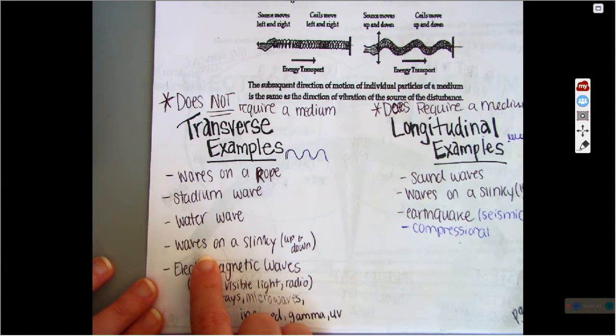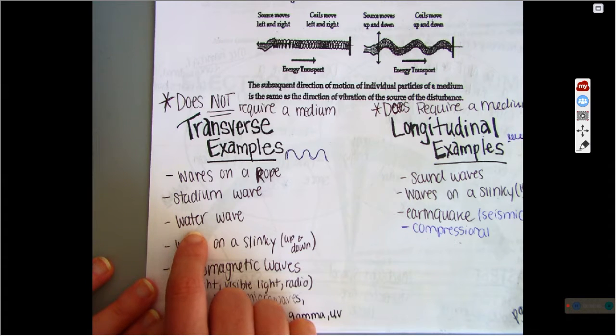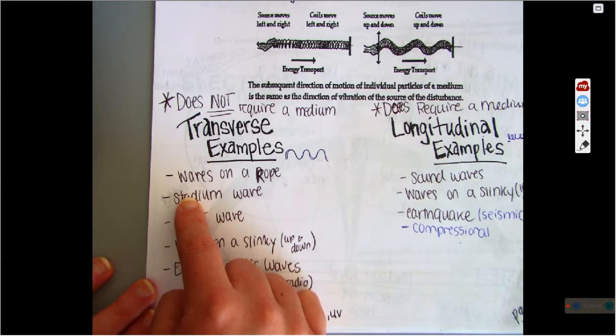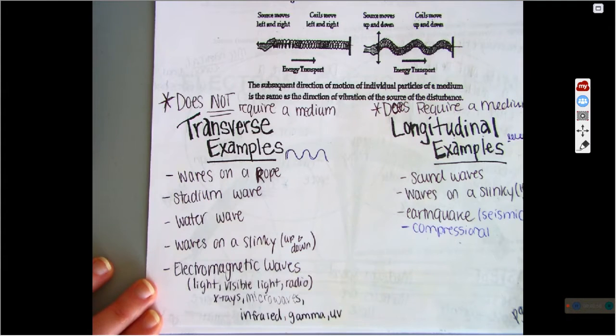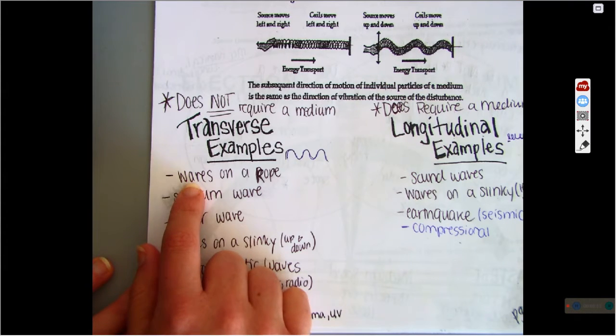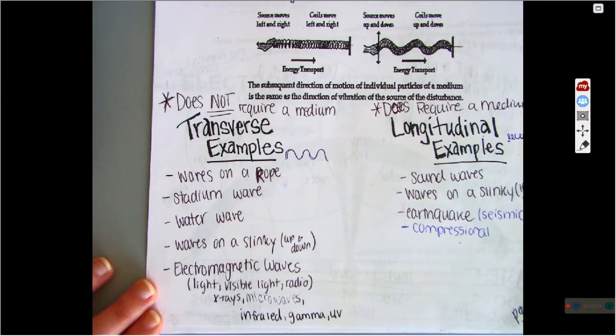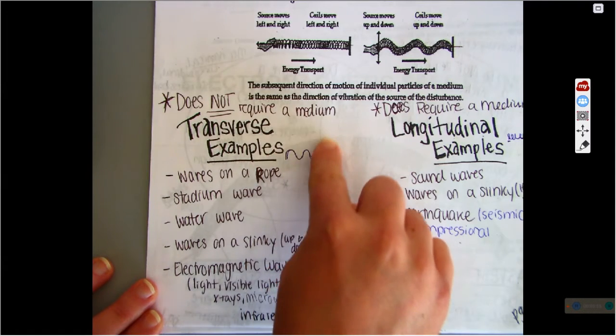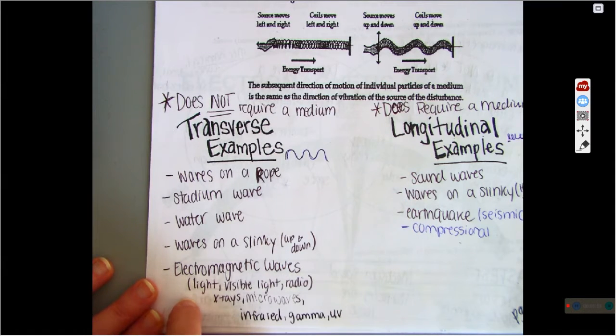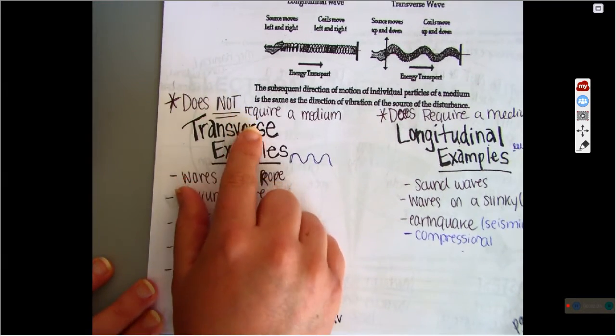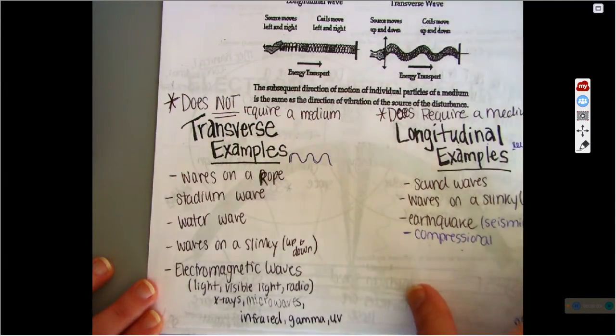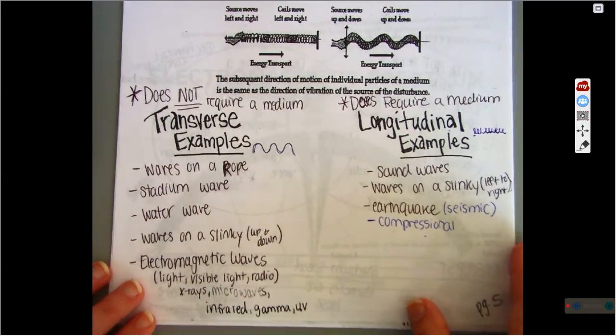Also, if you've got up and down waves on a slinky, that would be transverse. Water waves that are going up and down, a stadium wave, like where people stand up and down and it goes side to side, or waves on a rope. So like if you're thinking about the battle ropes that people use sometimes in the gym where the rope is going up and down, but the energy is traveling left and right. These do not require a medium. That means they can travel through space. So it's going to be important that you keep these two separate.